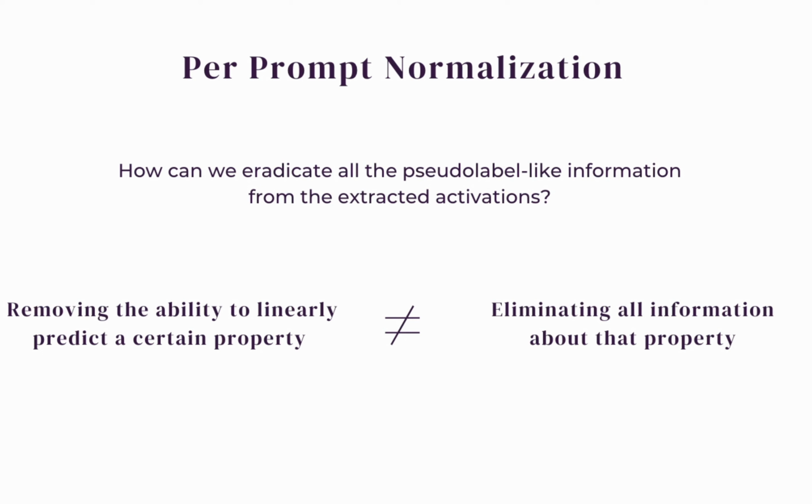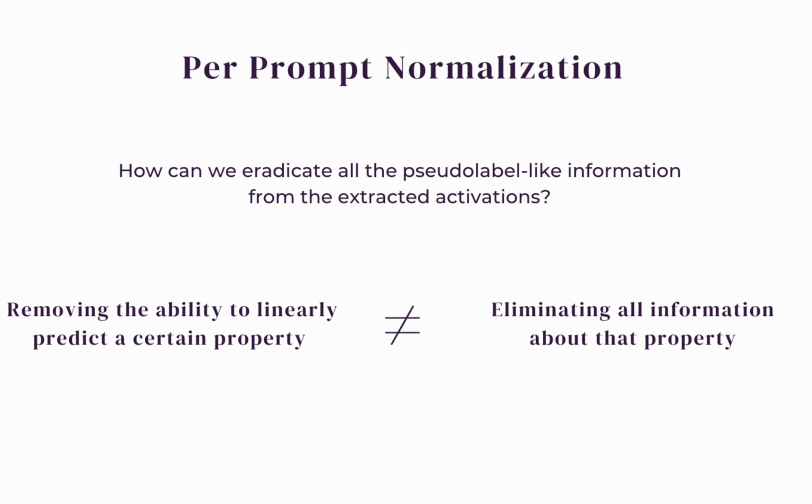There's a more general important distinction to make here. Removing the ability to linearly predict a certain property, like the pseudo-label, is not the same as eliminating all information about that property. This raises an important question. How can we eradicate all the pseudo-label-like information from the extracted activations? One possible approach could be to cluster contrast pairs into a few types and then eliminate the pseudo-label direction for each type. These and related thoughts led to the development of a new method called variance-invariance negative covariance, or VINC for short.